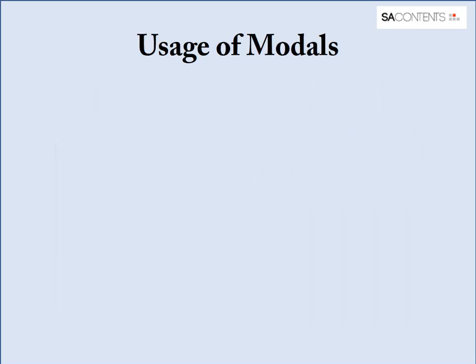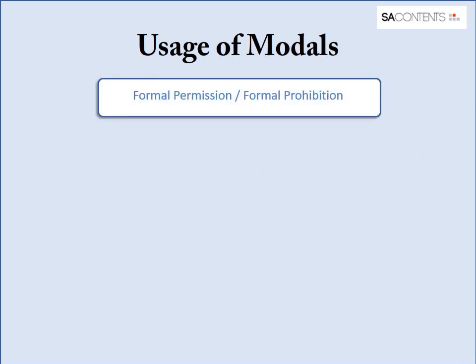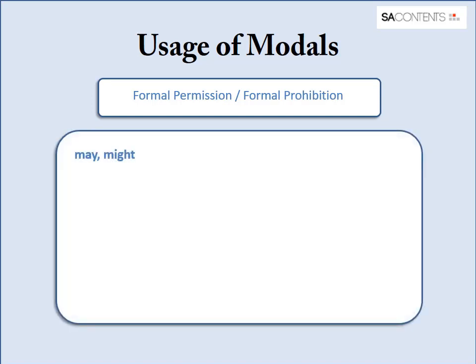Let's talk about the modals which we would use for formal permission or formal prohibition. May and might. May or may not plus base form of the verb. This is a structure we would follow. Let's take an example and understand. You may start your exam now. You may not wear sandals to work.